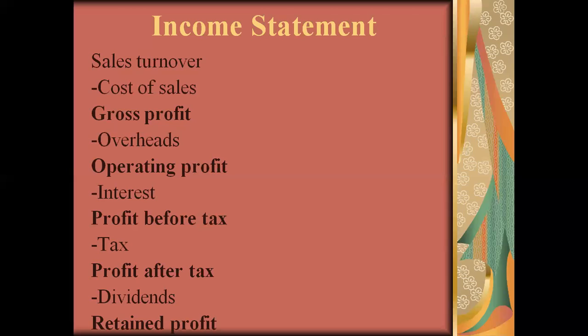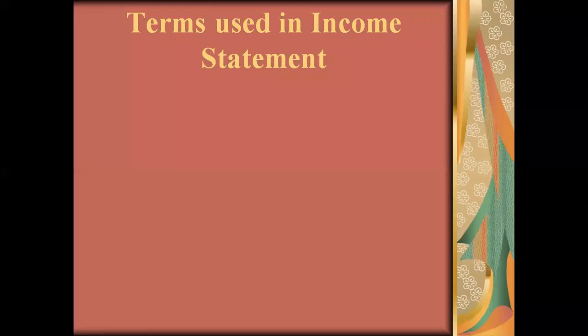Okay, all right. Now there are different terms which are used in the income statement as well. Let's discuss them. So overheads, I explained to you, that's why I'm not going to repeat it. It is a fixed cost, so the definition remains the same. It has nothing to do with the level of output produced.